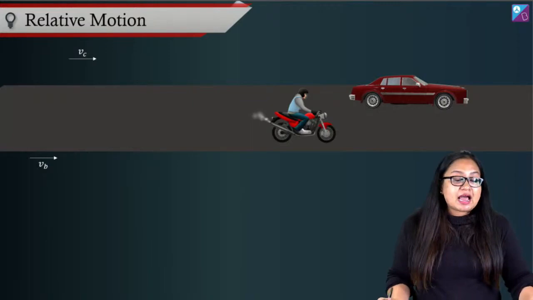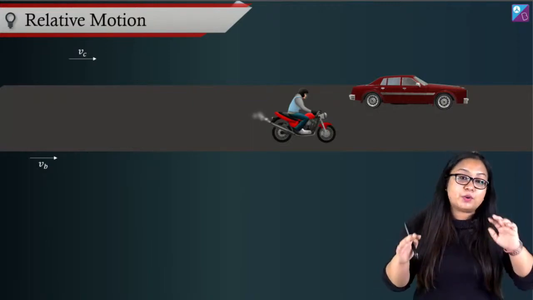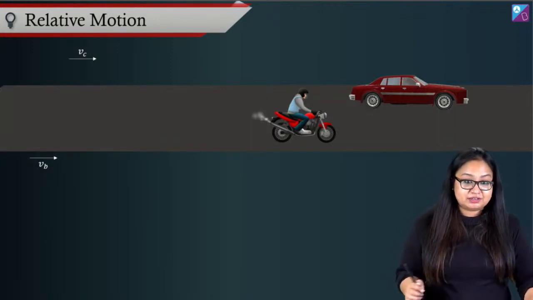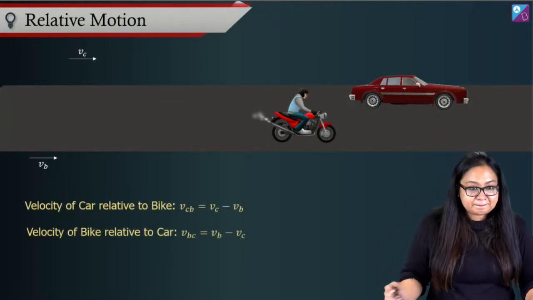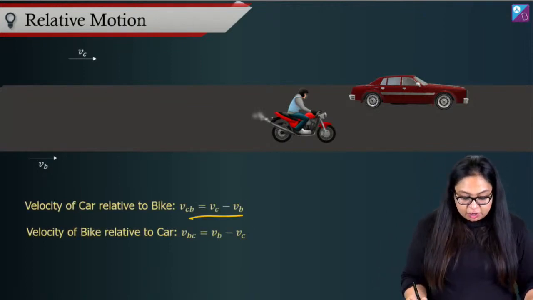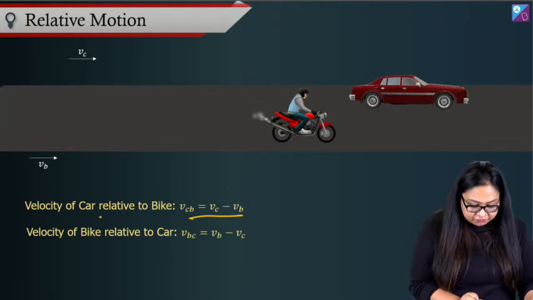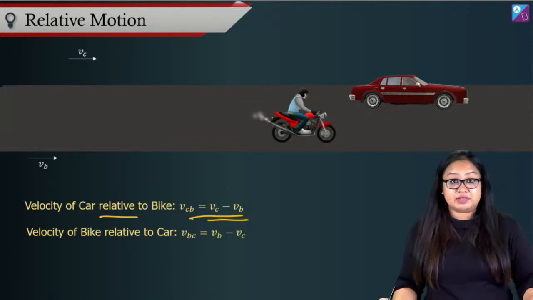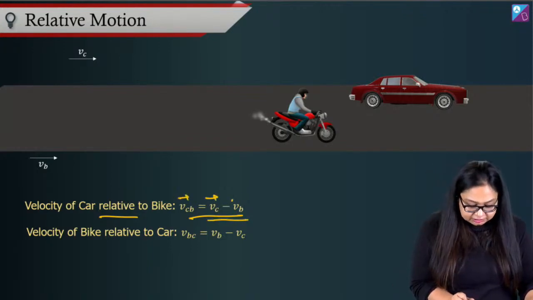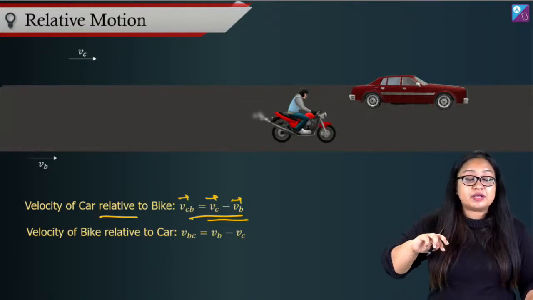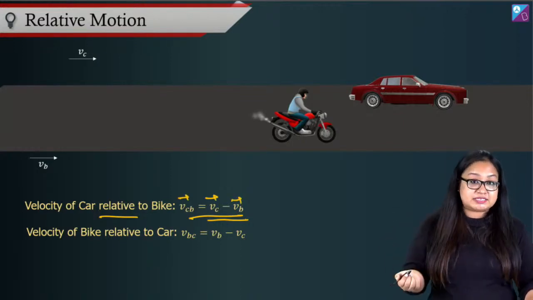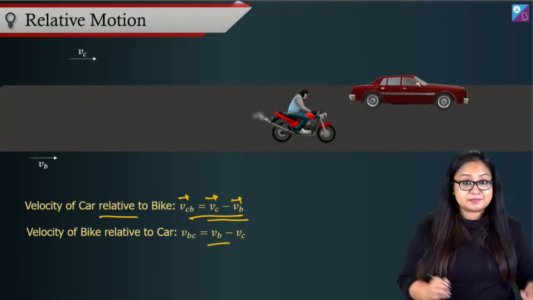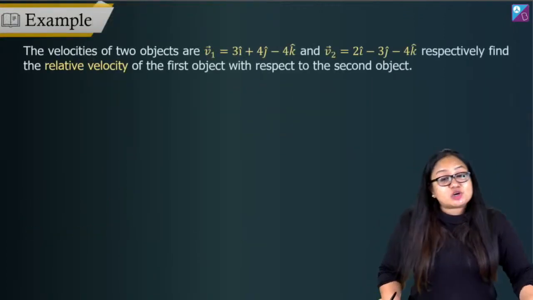Now, if I have two moving objects and I want to calculate the velocity of one object with respect to the other object, say velocity of car relative to bike, I will say that velocity of car relative to bike is v car minus v bike. Vector subtraction. If I want to do the reverse, velocity of bike with respect to car is v bike minus velocity of car. Right? Okay. Let's solve a question now.